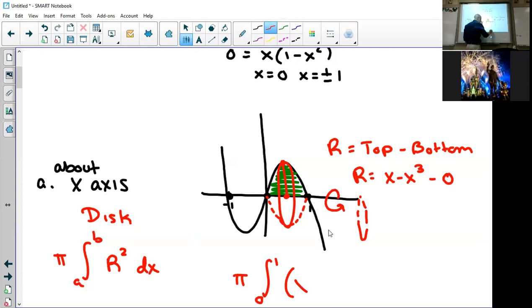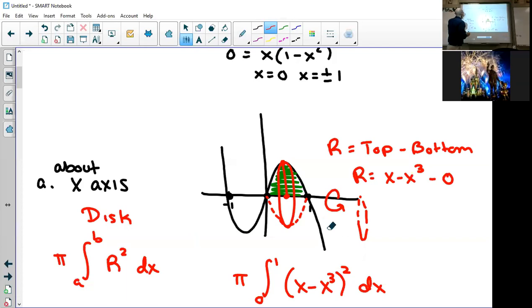So put that in: pi integral from 0 to 1 of (x minus x cubed) squared dx, and there's our setup for that. If we wanted to evaluate this, we would actually have to FOIL that. But in this case, we're just going to do our setup.